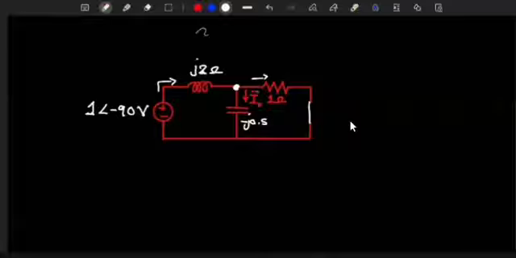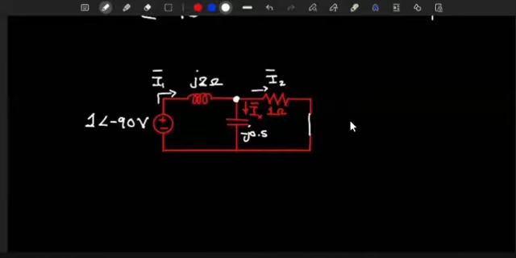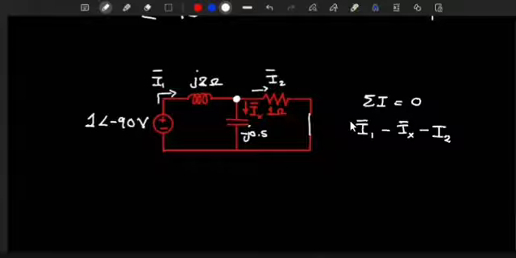So let's take these as I1, the phasor branch current. How is it going to go? At that node on top there, we can have the sum of currents equals 0. So I1 enters, Ix leaves, and I2 leaves, equals 0. That becomes our first equation.